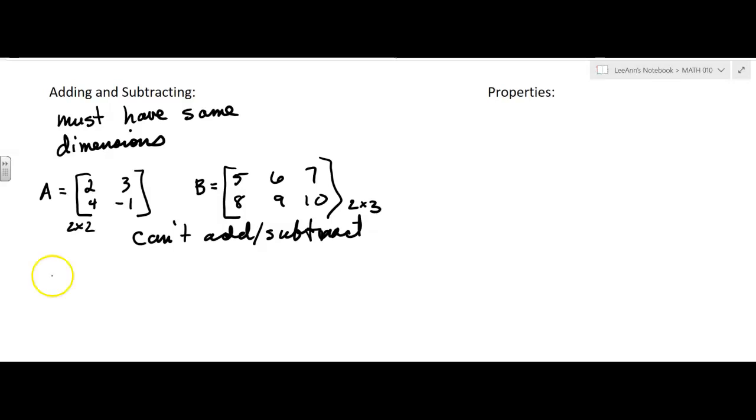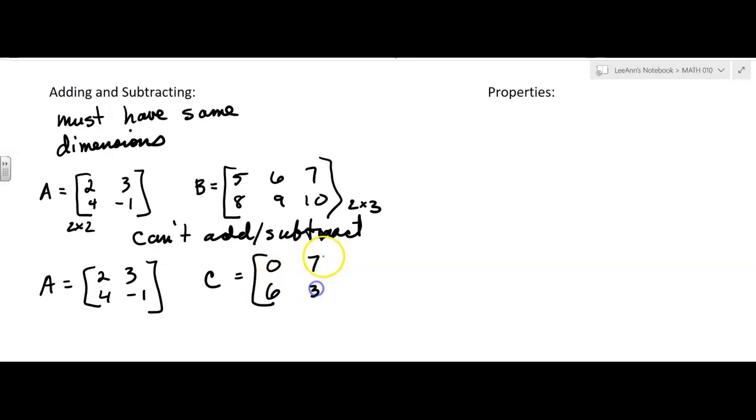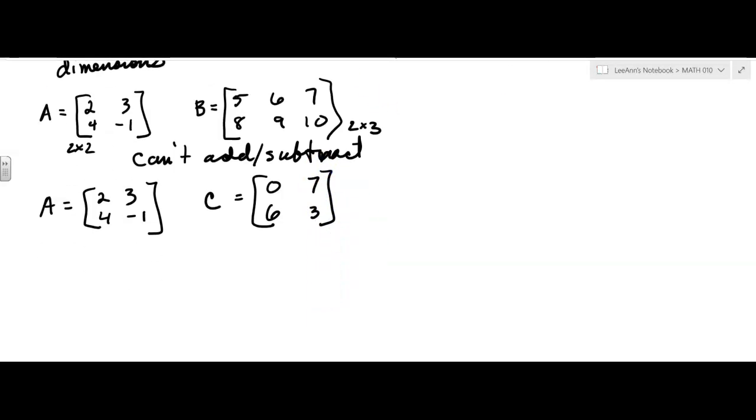Now, if I say A is 2, 3, 4, -1, and C is 0, 7, 6, 3, those I can add. Okay, so how do we add them? We add them element to element. Meaning you're going to take A in the first row, first column, and add C from the first row, first column. And you're going to get a new matrix.